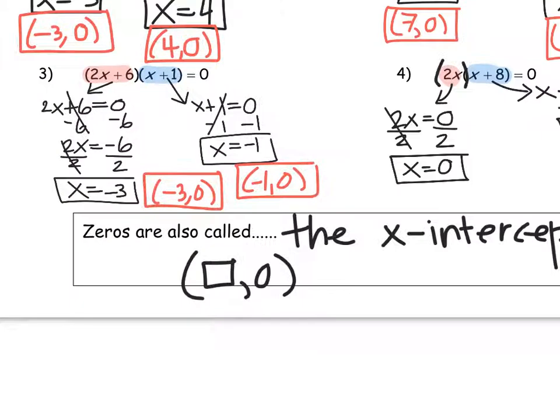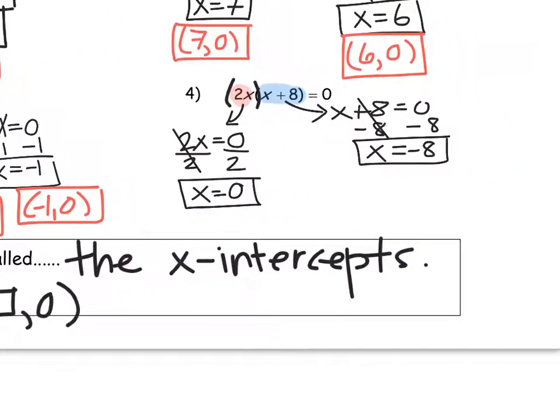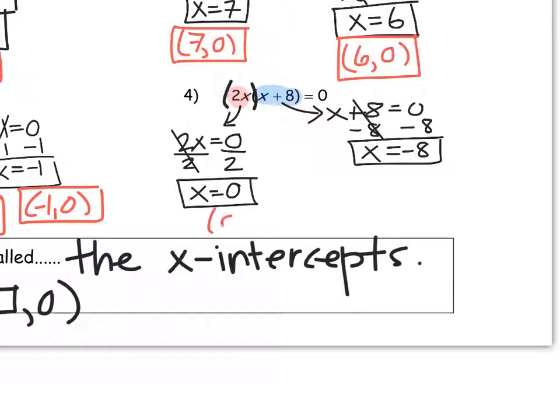I think you guys could probably figure out the last one, right? 0 is our input. That means input 0, output 0. That's the origin. And this one, negative 8, 0.